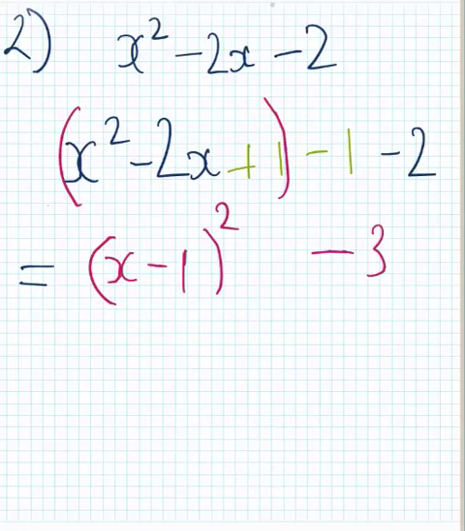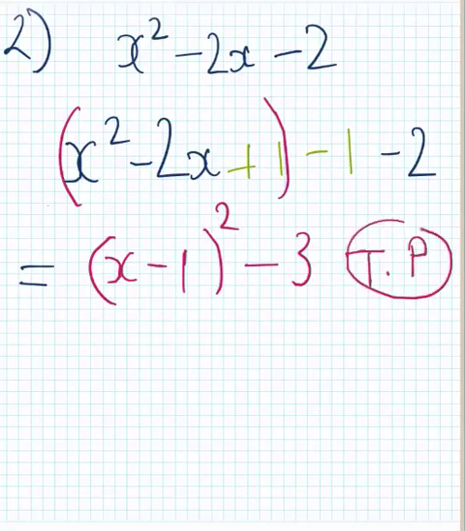Now, I'll just write the negative 3 a bit closer so it looks like it's part of the equation. Now, what is this form here? Once we have grouped the first 3 terms and then factorized it, this is the turning point form. It's very important that you understand at this stage we have achieved something. We have located the turning point. You probably can't see the turning point just yet, but you will soon.